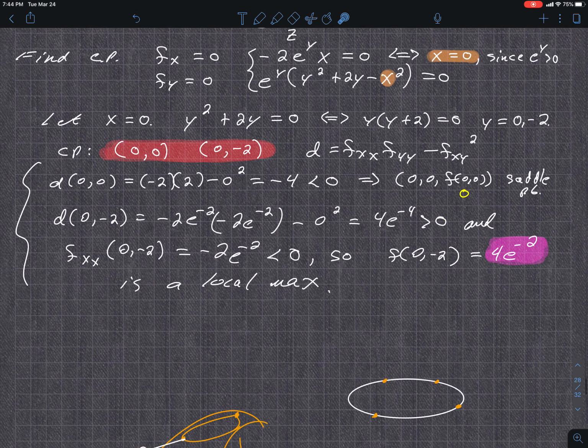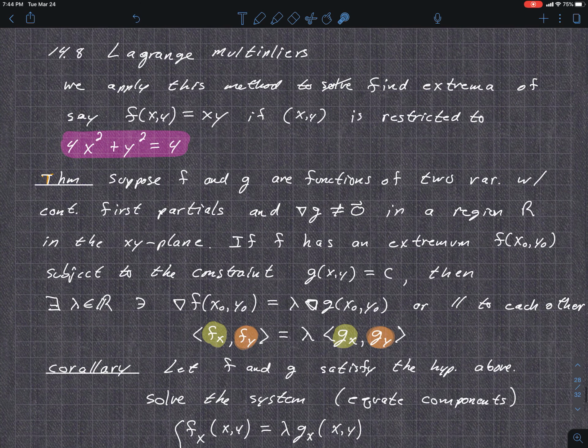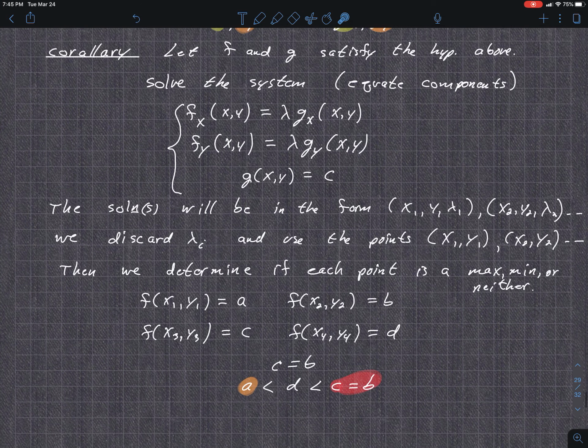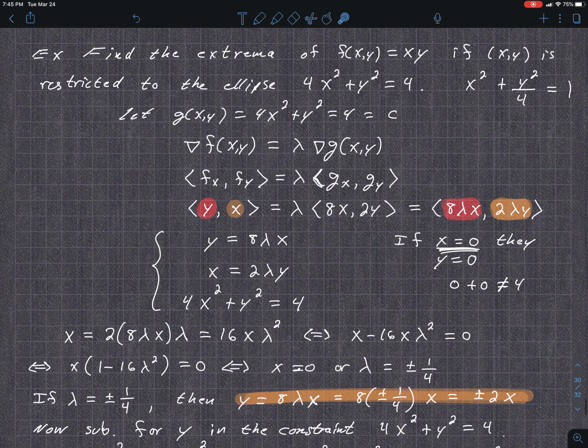Okay, and then this would do another example. And then we went on to Lagrange multipliers. So for Lagrange multipliers, again, know that process. We don't go through all those details. Basically, you've got to set up this system of equations. Do the system. Let's just go to the example.